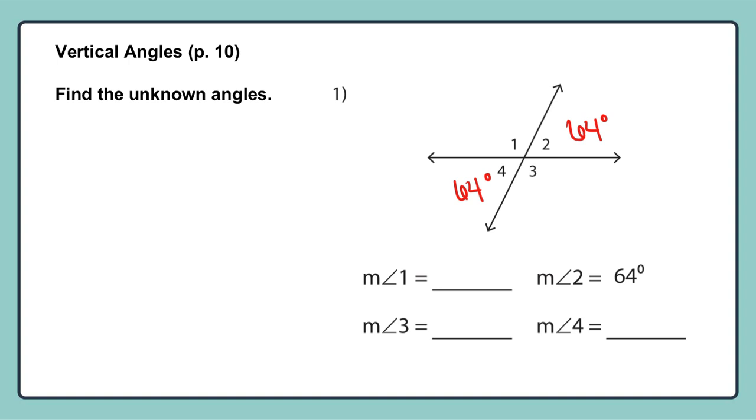Are they vertical? They're vertical. Good. So vertical has to be the side. No, adjacent is side by side. Vertical is across. All right.